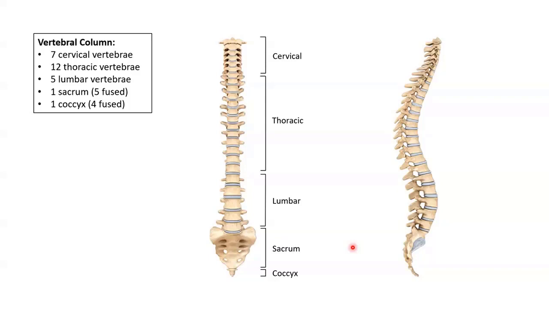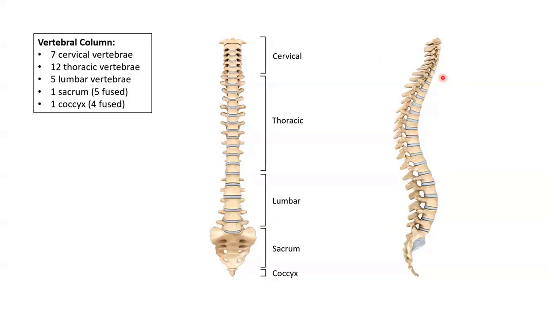Now, when viewed from the anterior or posterior, so the front or the back, a normal adult vertebral column will appear straight. So you can see that on this side here. Our vertebral column looks quite straight. But when viewed from the side, you can see that it has 4 slight bends, which are called normal curves.